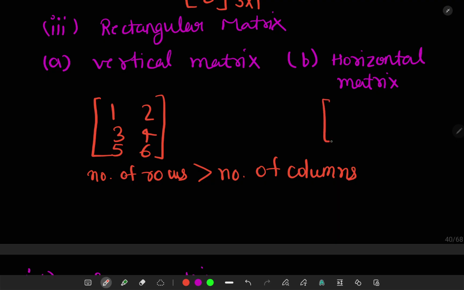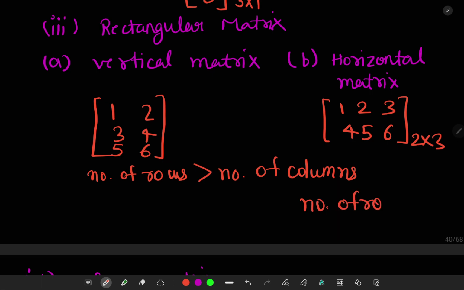and this is for a horizontal matrix. We can write this, which is a matrix of order 2 into 3. Here you can see the number of rows is less than the number of columns.